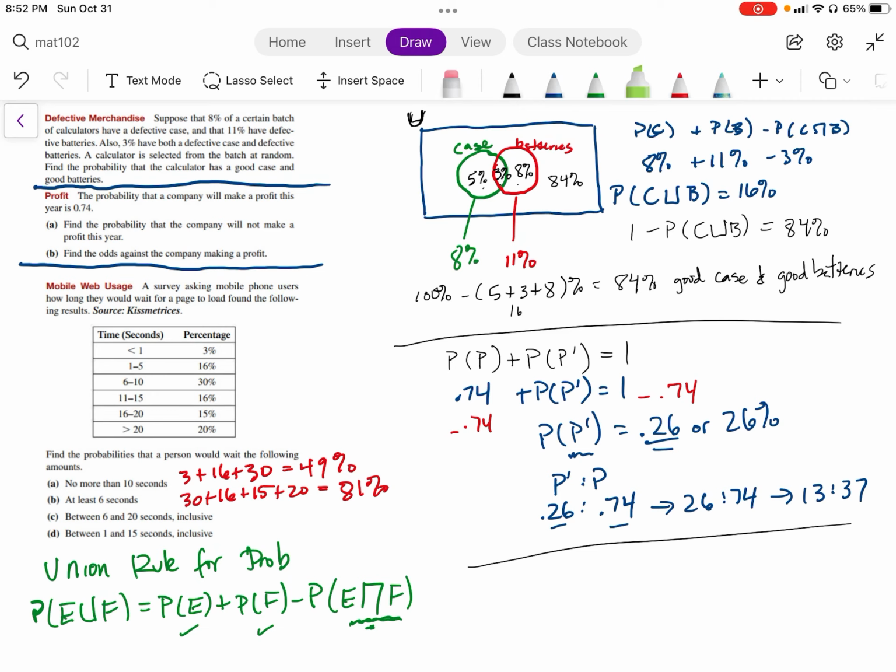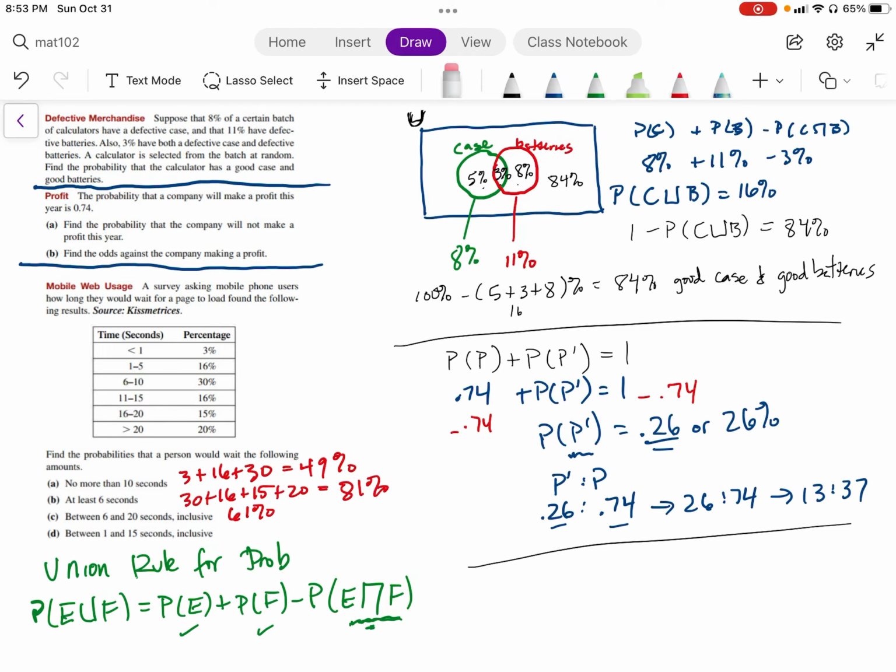Between 6 and 20 inclusive. Between 6 and 20 inclusive would be those. 30 and 16 and 15 is 61%. You could pause and add that up if you need to see it.